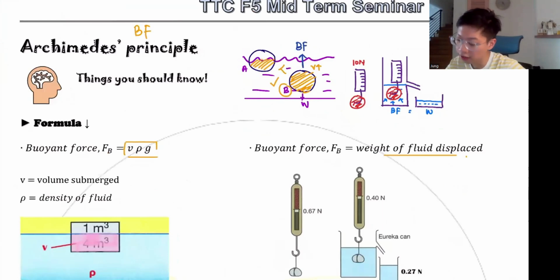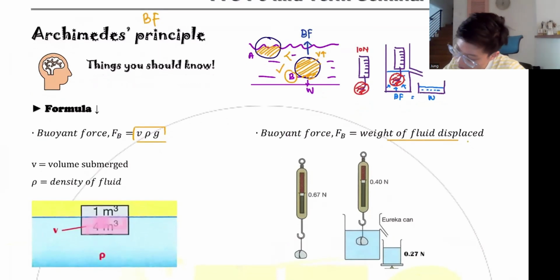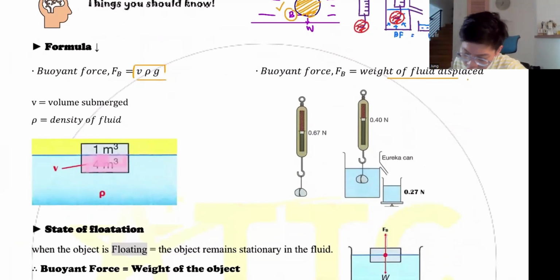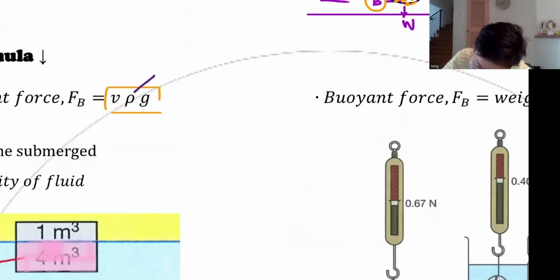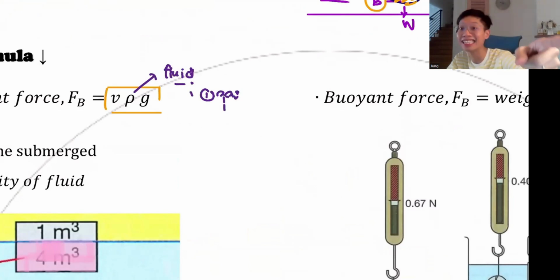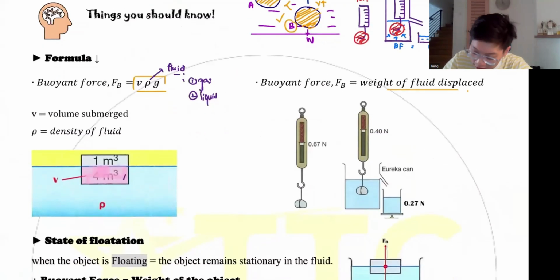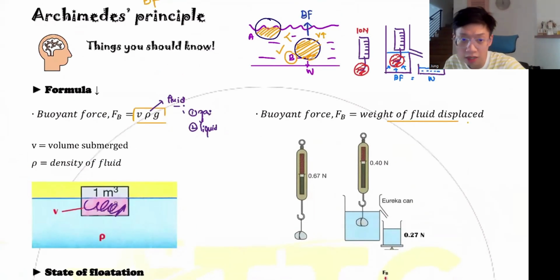Well done, no problem. So what's next, guys? Next, we look here. So V rho g, remember, this density is the density of the fluid. Now, why do we use the word fluid? Because fluid actually includes gas and liquid. So gas and liquid are both part of fluid. So here we will usually take the volume of the object submerged, and rho is the density of the fluid, and so on.